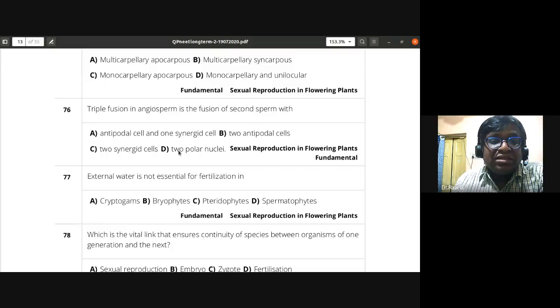It fuses with two polar nuclei in the central cell to form the endosperm of the angiosperm. That process of fusion of sperm with two polar nuclei together, we call triple fusion. So D is the answer, 76th.